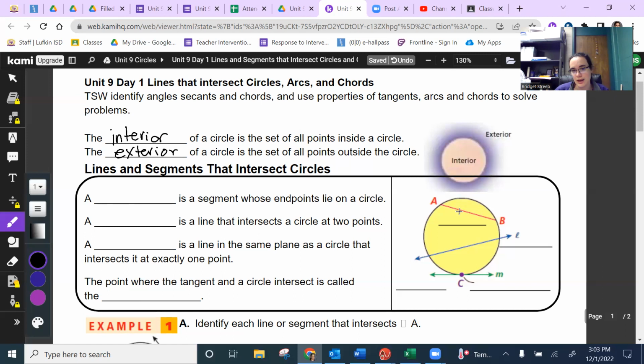So a segment that has endpoints on the circle itself is a chord. A line that intersects a circle at 2 points, meaning it goes through the circle, is a secant. And a line that touches the circle at 1 point is a tangent. The point where the tangent and the circle intersect is the point of tangency.